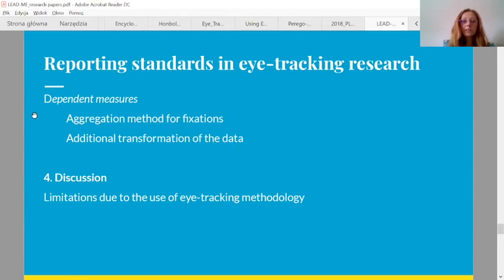As for the dependent measures, it's very important to state the aggregation methods for fixations, but also for pupil dilation and for other measurements, and all the transformations of the data that you've done. And as for the discussion, always include limitations of the study, right? Limitations concerning the design, concerning the variables that you use, or variables that you use as proxies for some cognitive processes, and limitations related to the eye tracking methodology, right?